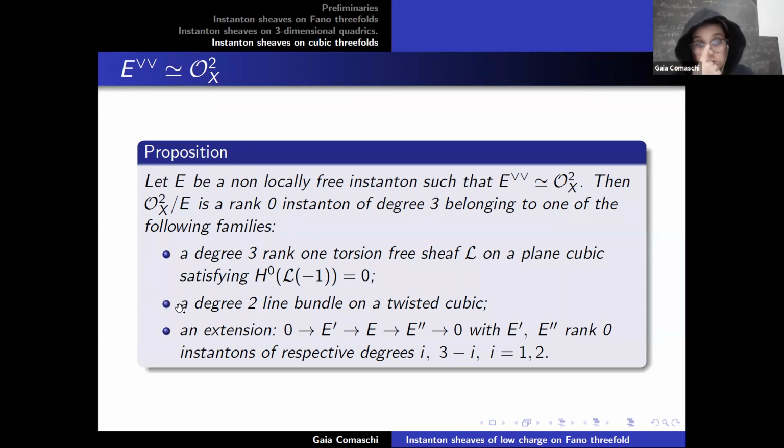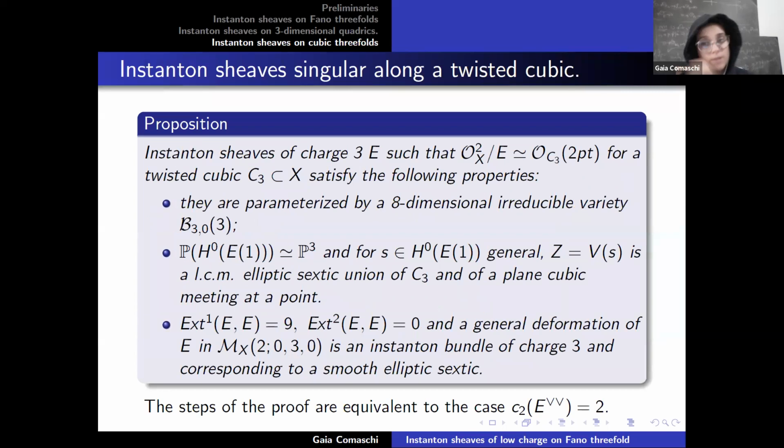Otherwise, we can have a degree 2 line bundle on a twisted cubic, or once again, an extension of a rank 0 instanton of lower degree. In the case of instanton sheaves that are singular along twisted cubics, we have more or less the same that happens for instantons that are singular along a line. So we have again an irreducible family.